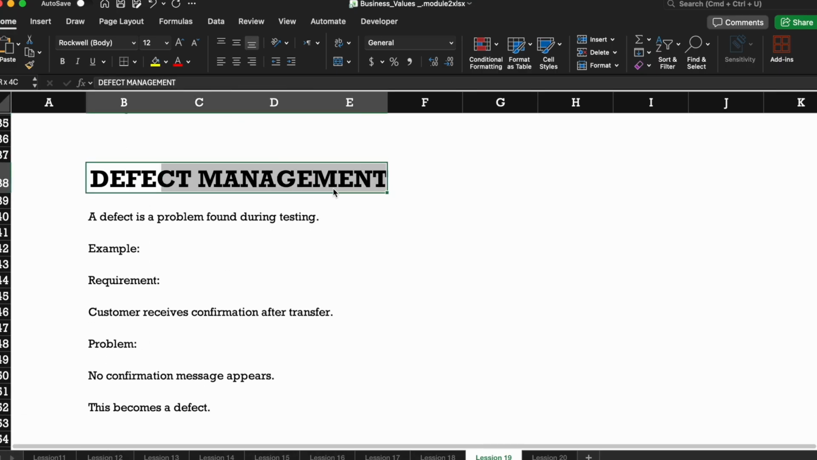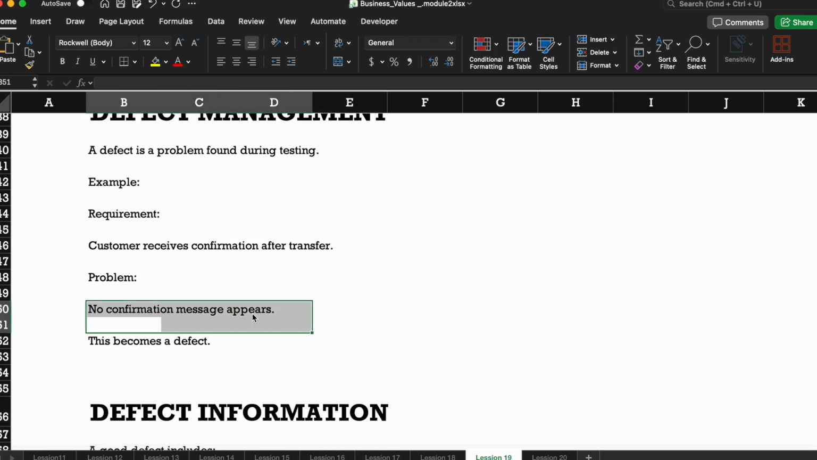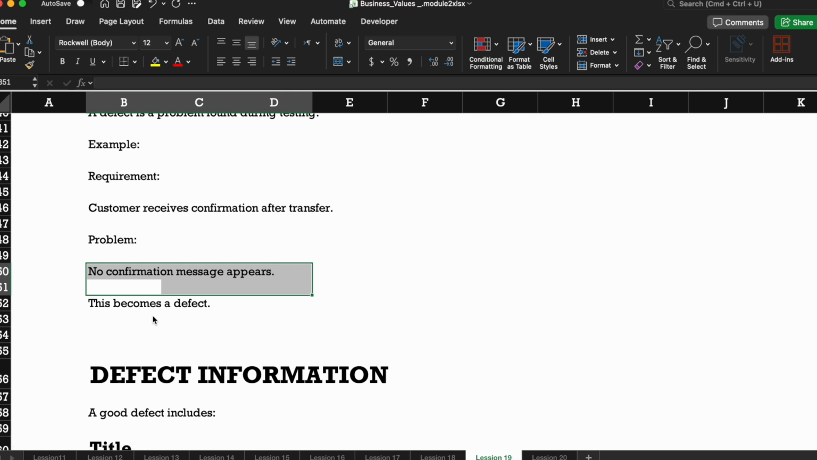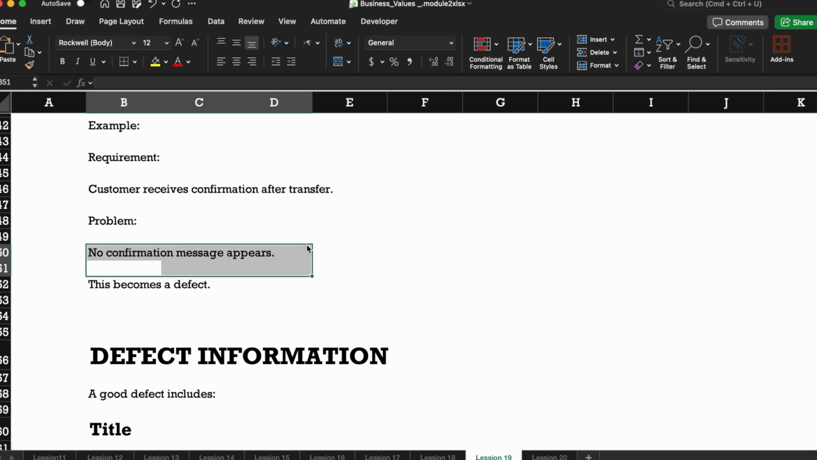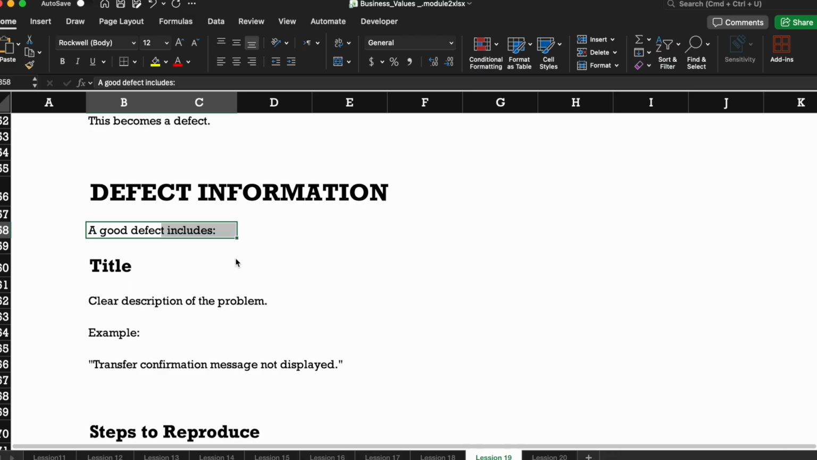So a defect is a bug, right? On defect management: a defect is a problem found during testing. Example requirement: customer receives confirmation after transfer. Problem: no confirmation message appears. The money is successfully transferred, but the customer didn't get a confirmation message. Okay, what do we do? This becomes a defect, because it is covered in the requirement but is not happening in the system. As for defect information, a good defect report includes, for example, who created the defect. Usually the tester creates it, but if you find one, you can also create it.